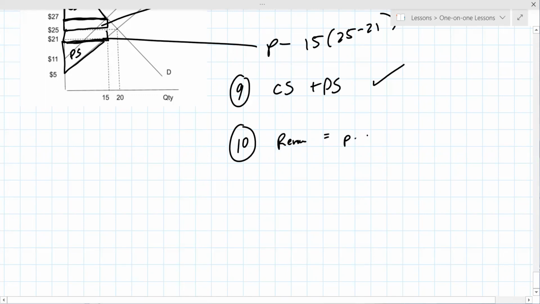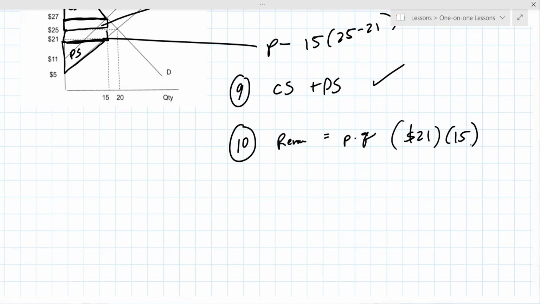It's price times quantity, and the producers are getting $21 times $15. That doesn't seem right either. Sorry, I'm not as effective here. I don't really know.